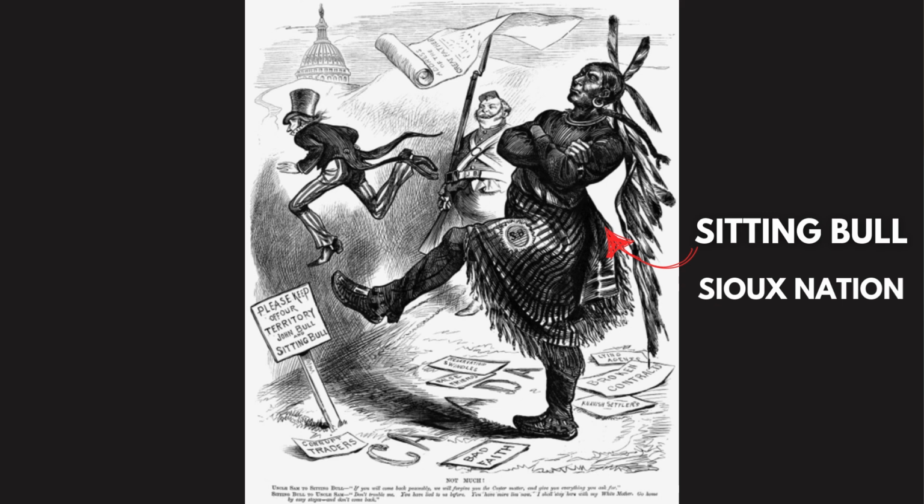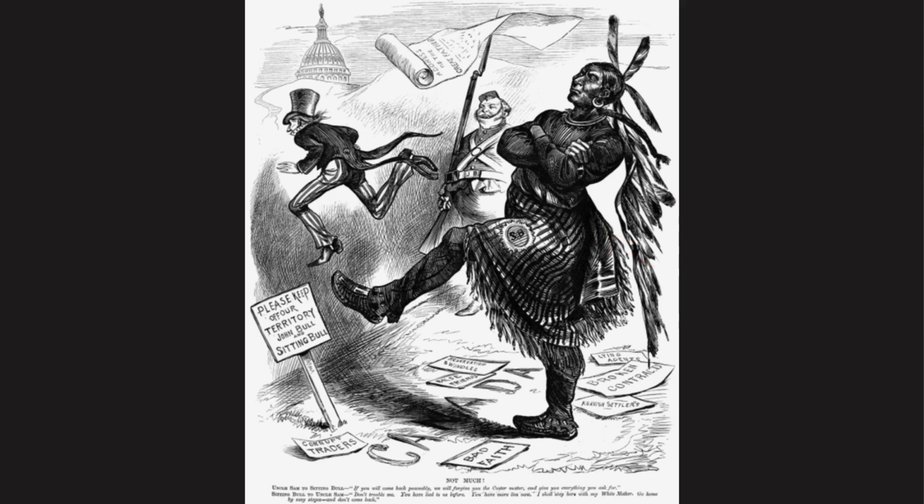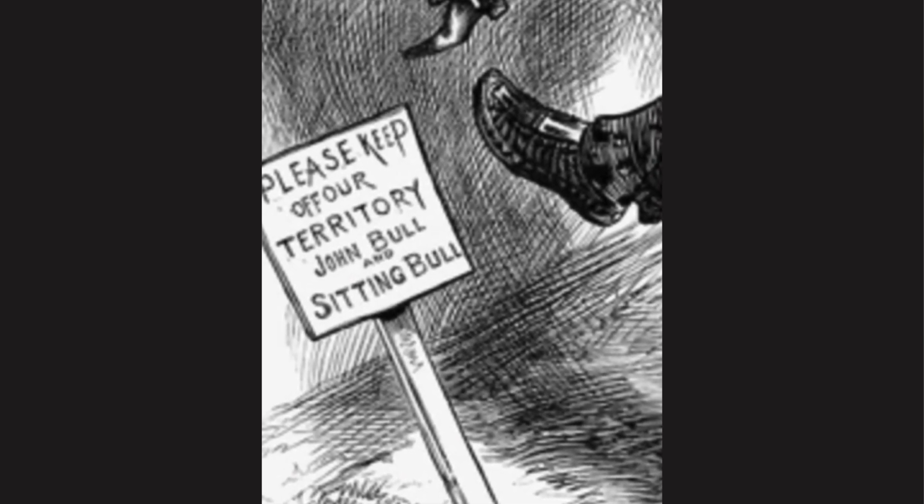Different names for them: Dakota, Lakota, Oglala, Hunkpapa. There's all sorts of names for them. And the background I'll explain in a minute with Sitting Bull. But the cartoon itself was ridiculing somewhat the British in Canada. You see a picture there. In the bottom left part of the cartoon, we have a sign. It says, "Please keep off our territory, John Bull and Bull."